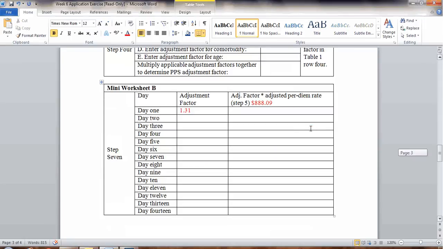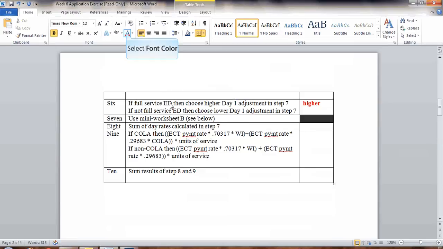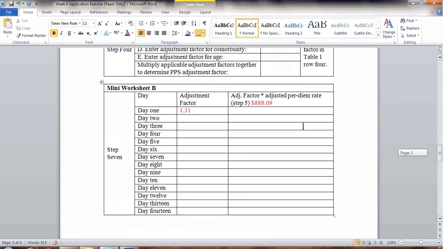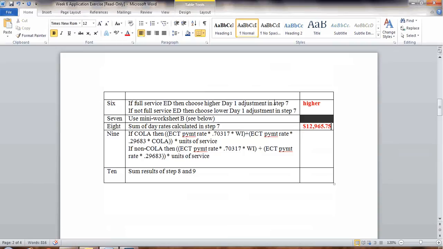So just so you can double check your work, what I'm going to do is give you that factor. Let me put this in red. So it will be $12,965.75.